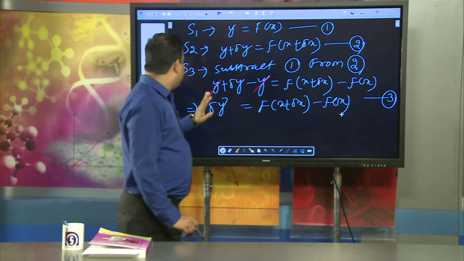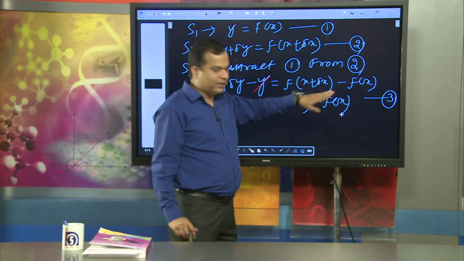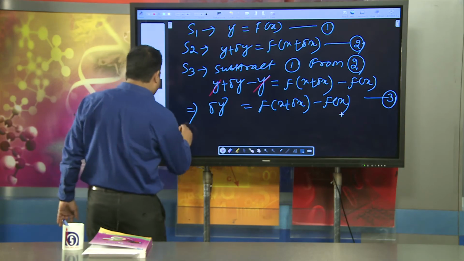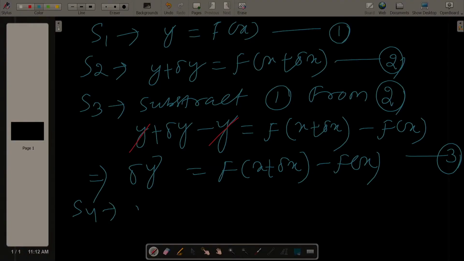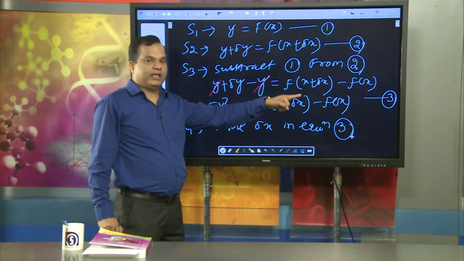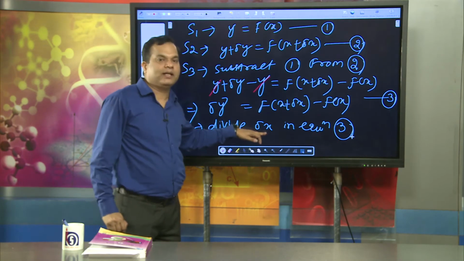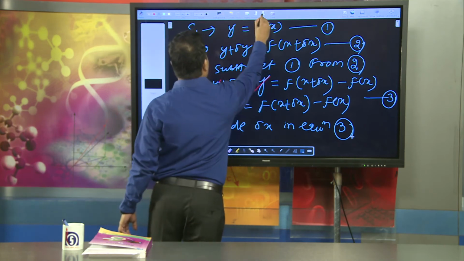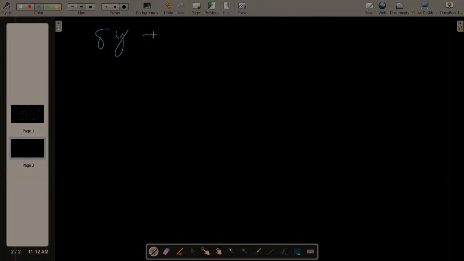Suppose I get del y equal to f of x plus del x minus f of x. Now, what will you do in step 4? Just divide equation 3 by del x. Equation 3 पे हम del x को divide करना है. So what will you get? Very simple. I can write del y equal to f of x plus del x minus f of x. This was equation 3.